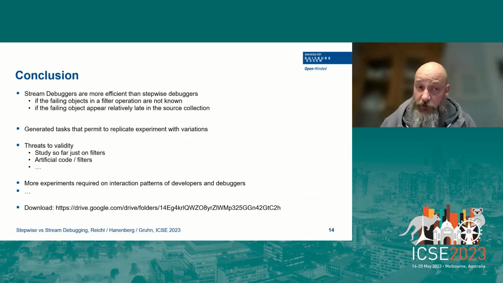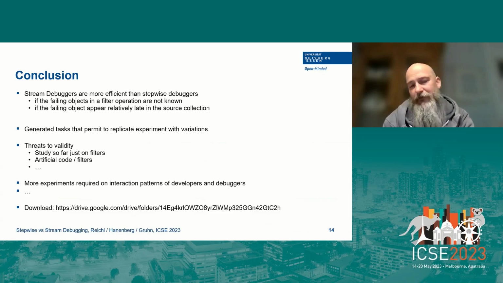So what did we conclude from the study? Well, stream debuggers seem to be more efficient than stepwise debuggers in case the failing objects are not known, and in case the failing objects appear relatively late in the collection. And as I said, what's interesting is that we generated all the tasks. There are a bunch of threats to validity that could be discussed here, but we don't have the time for that.